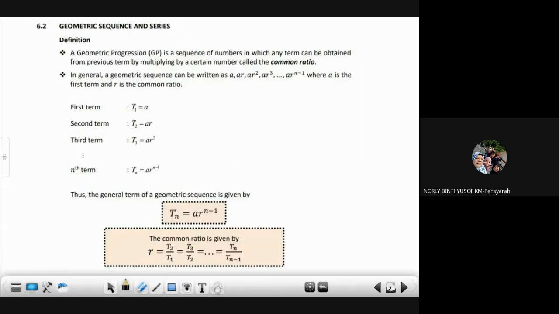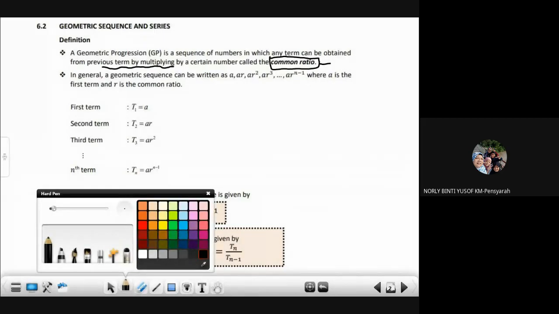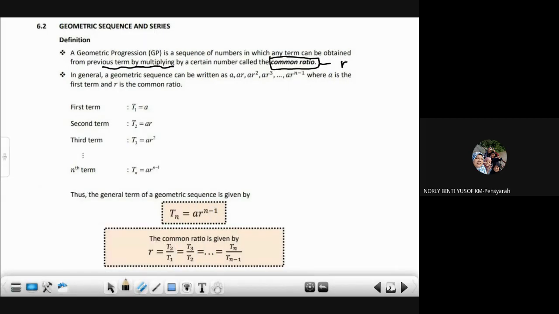Cuma untuk common difference tu kita tolak. Tapi untuk geometry kita bahagi. So in terms of previous term by multiplying atau multiply by a certain number called the common ratio. Okay, kalau dalam bahasa Melayu beza ni ataupun nisbah sepunya. So you bahagilah. This is R in geometric sequence. Macam D kan ataupun common difference. So this is R, common ratio. Okay, nisbah semuanya lah in Malay.